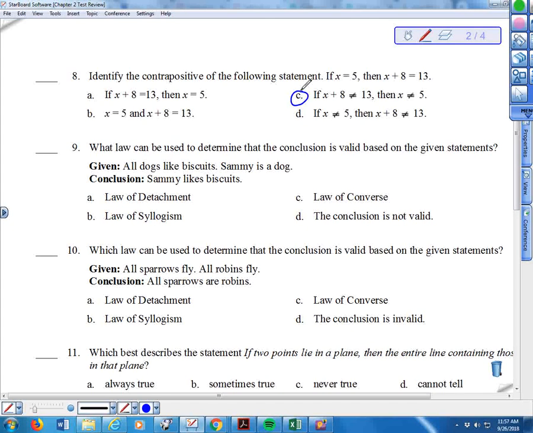What law can be used to determine that the conclusion is valid based on the given statements? All dogs like biscuits. Sammy is a dog. Therefore, Sammy likes biscuits. So how could I write this statement as an if-then?